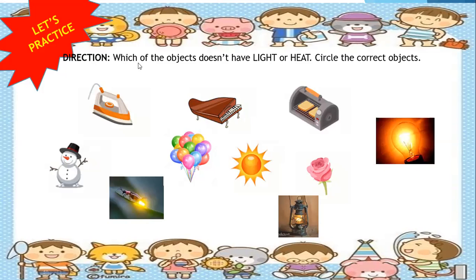In this activity, let's read the direction. Which of the objects don't have light or heat? Circle the correct objects that have light or heat. It could be natural light or artificial light. For example, an iron has heat. That's why we will encircle it.